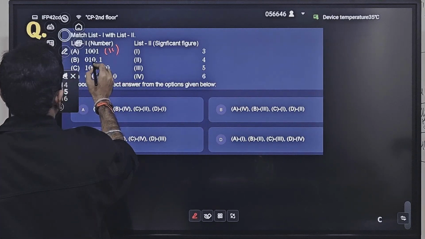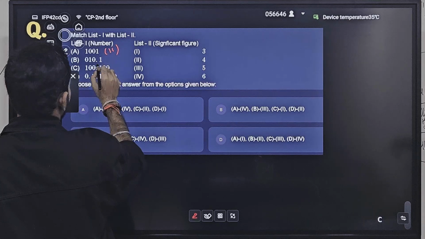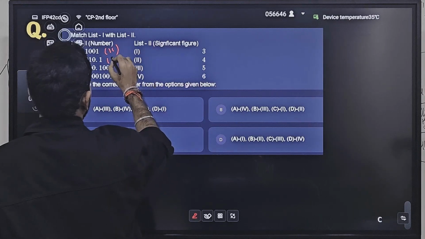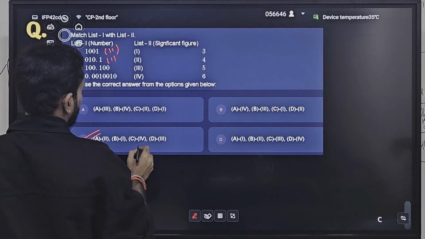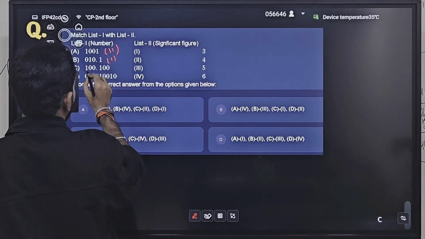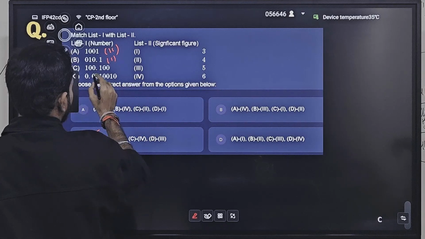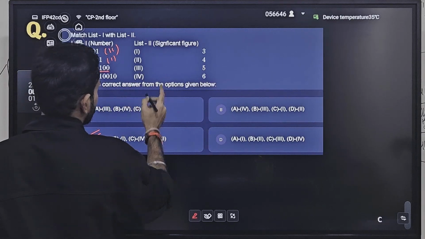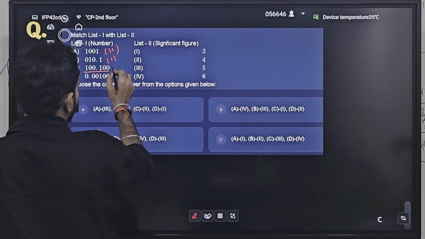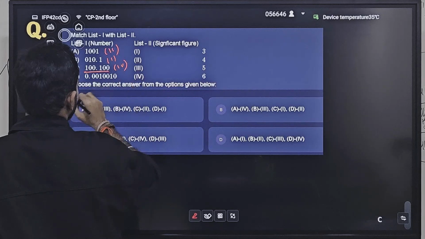Then B. What is it for B? How many significant digits are there? 3 significant digits. That means which option is correct? 1. Then C. You can see that after the decimal there are 3 significant digits, and then 2. That means in total how many significant digits? 6. C can be matched with this one, 6.